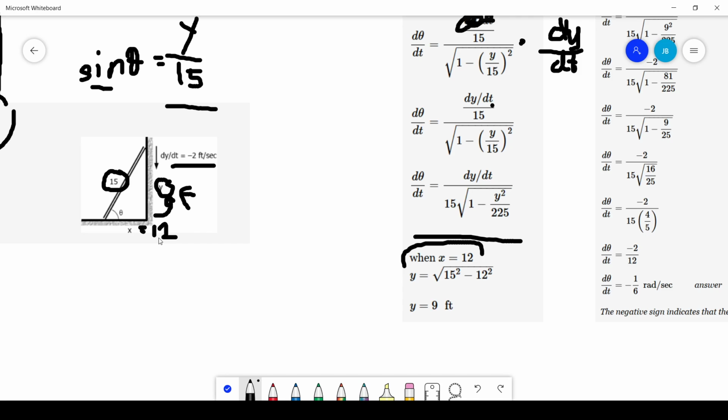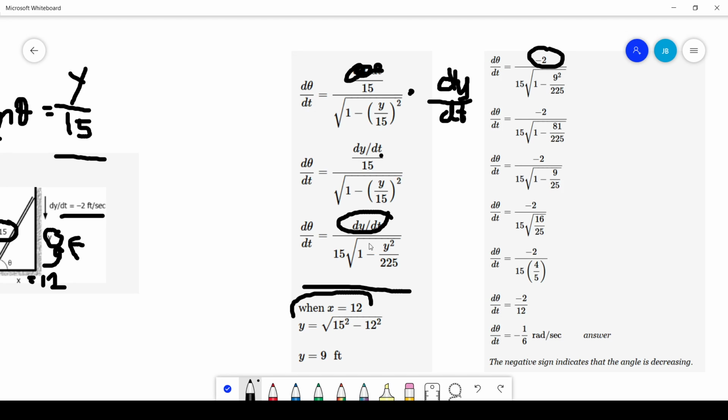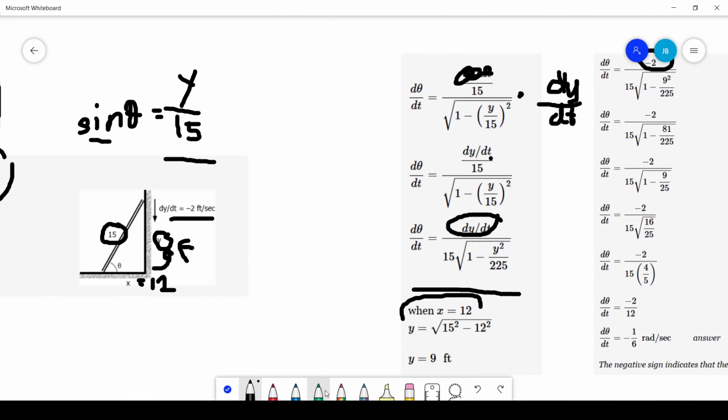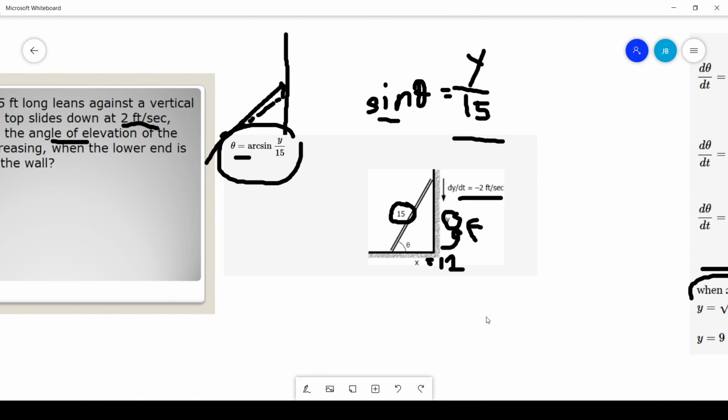Okay, so now going back, so d theta over dt is equal to negative 2. Negative 2 is your dy over dt, right? So dy over dt is negative 2. Okay, so notice sa problem, how the top slides down at 2 feet per second. Okay, 2 feet per second ang pag-slide niya pababa. So obviously that's y with respect to t.